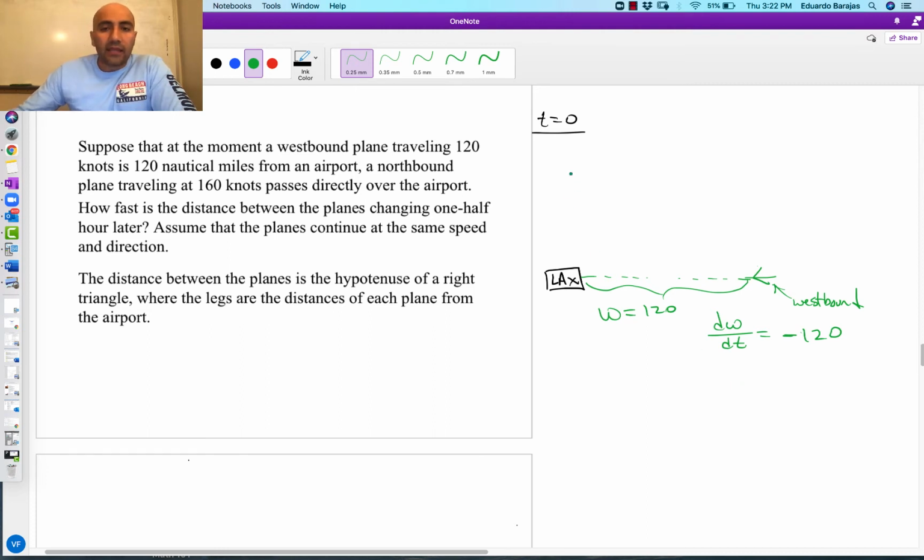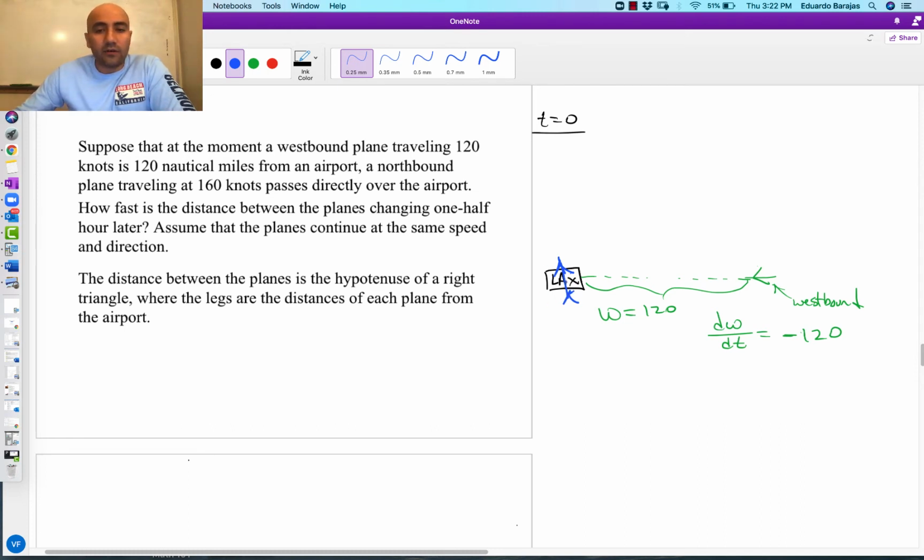All right, now at time 0, we have this other airplane that happens to be right on top of the airport at that moment in time. So it's this airplane. Wow, that's really ugly, but, well, okay. It's an airplane.